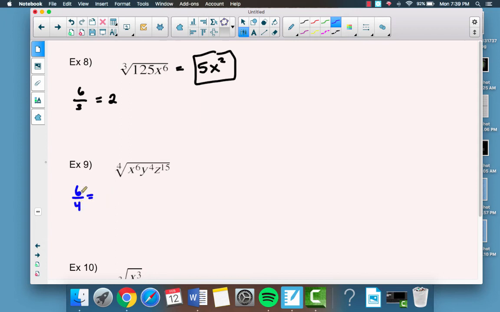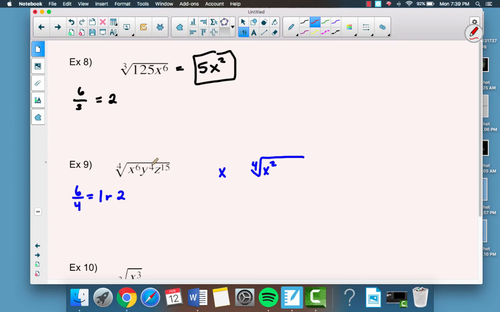So how many times does 4 go into 6? Once, with a remainder of 2, okay, because 4 times 1 is 4, plus 2 gets us 6. So what this tells us is how many are going to go on the outside, and how many are going to be left underneath my root. So the way I'm going to write this is I'm going to have 1x on the outside, because that's the 1, and then I'm going to have a 4th root still, with 2 x's underneath, so an x squared.